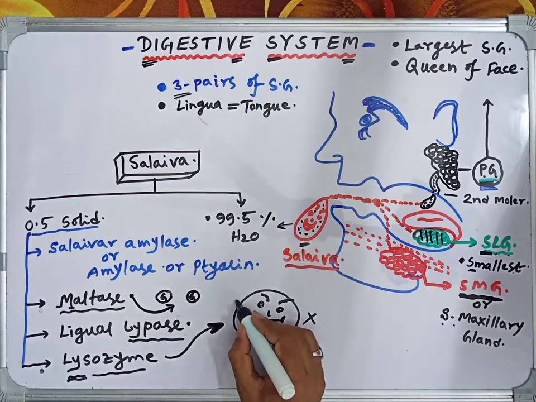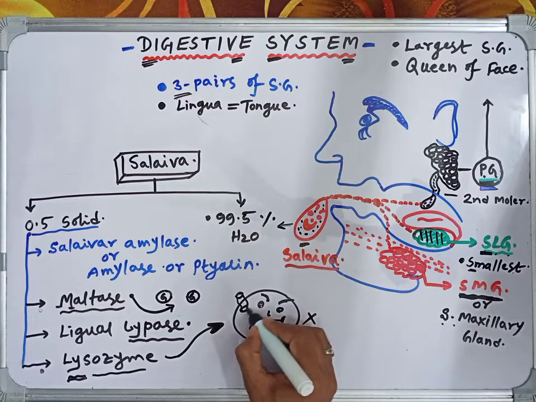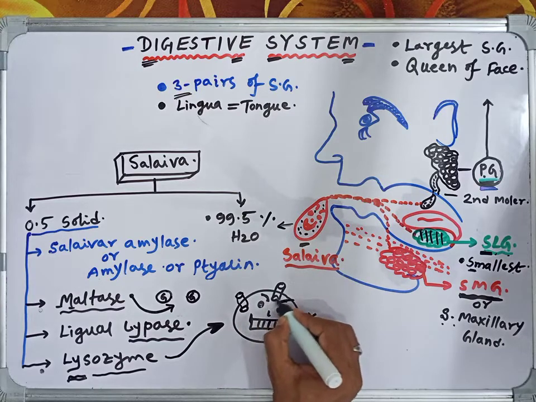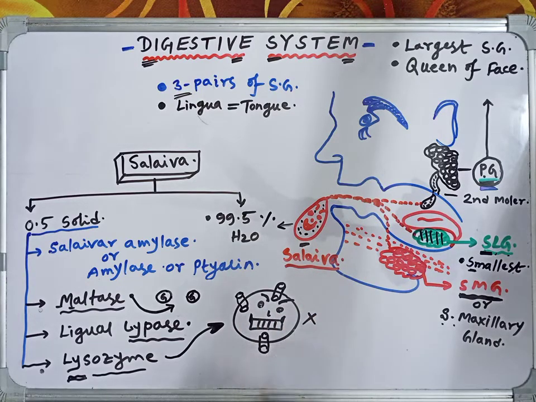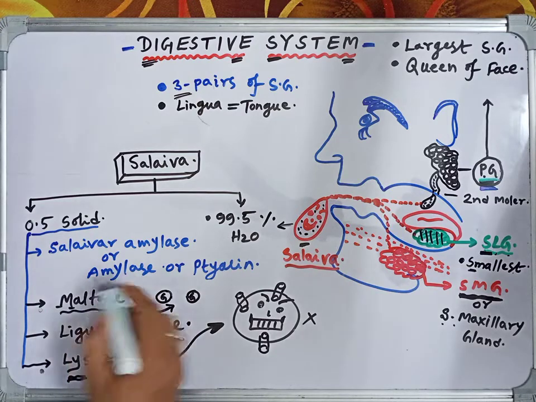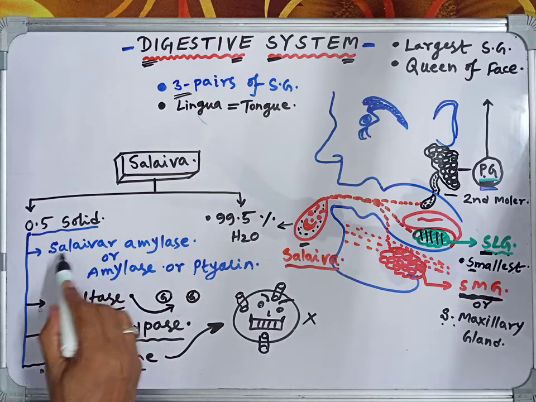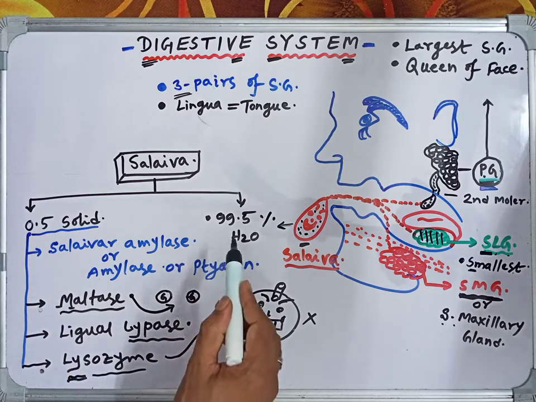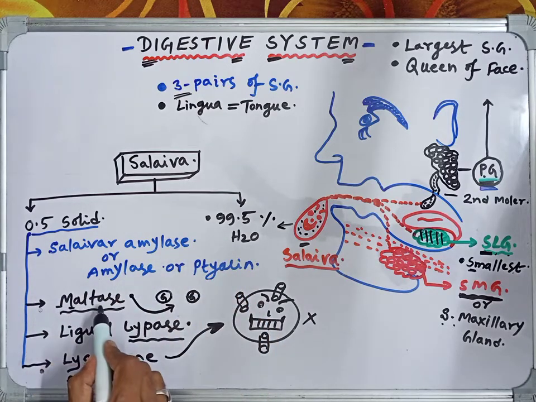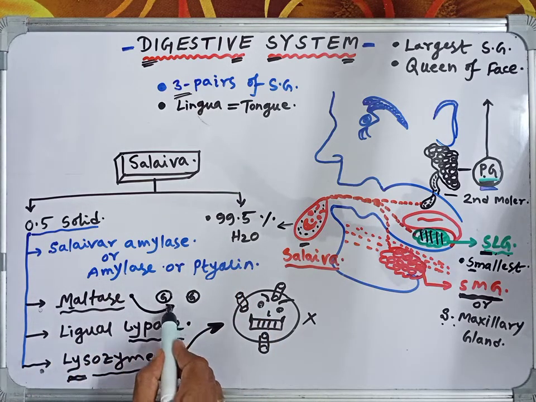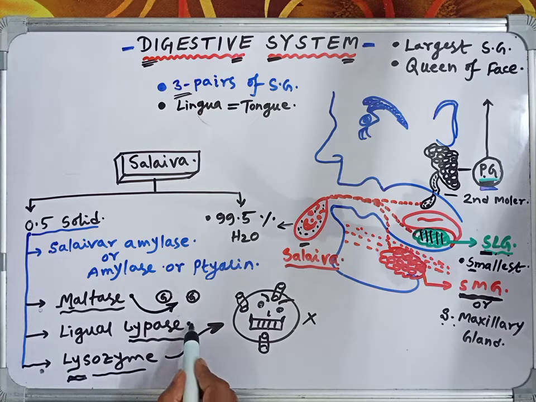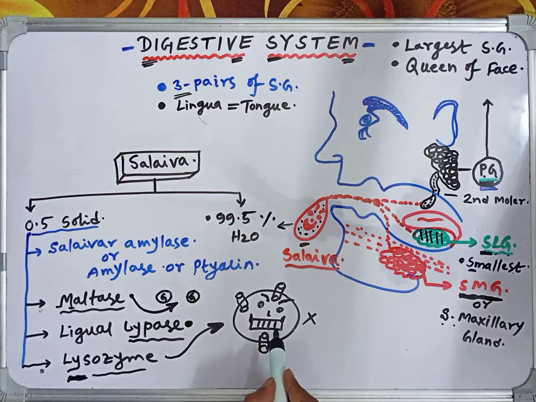Lysozyme kills the bacteria by creating a hole in the bacterial cell wall. So that is the function of lysozyme. Salivary amylase acts on carbohydrate, and maltase also acts on carbohydrate, that is maltose. Lingual lipase acts on lipid, with a negligible effect on lipid digestion. And lysozyme is responsible for killing the microorganisms present in our mouth.